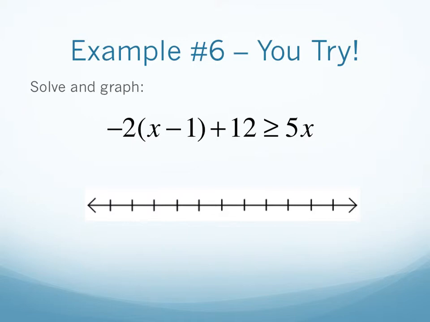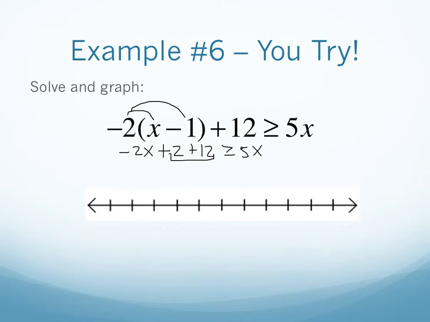Okay, let's see how we did. The first thing you should have done is distributed that -2. That leaves me -2x. -2 and -1 is +2, plus 12 is greater than or equal to 5x. Okay, the inequality did not flip. You did have this -2, but it's only on one side. You didn't multiply both sides by -2, so you don't have to flip the inequality.